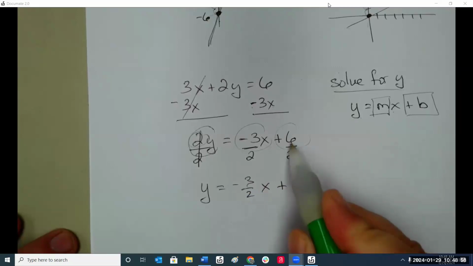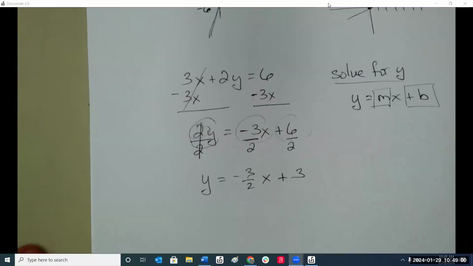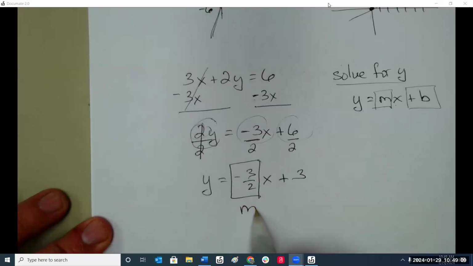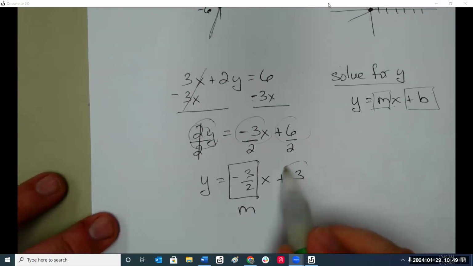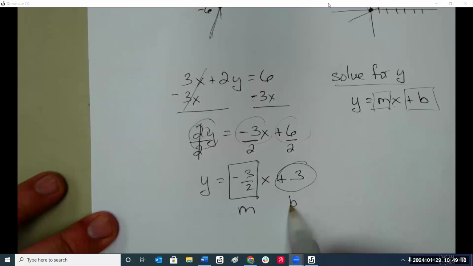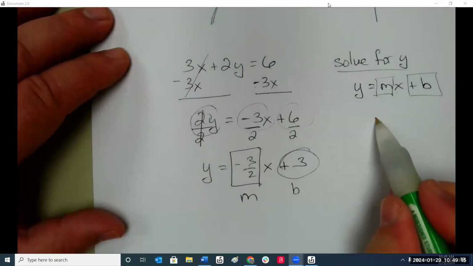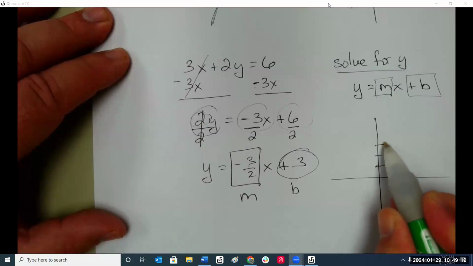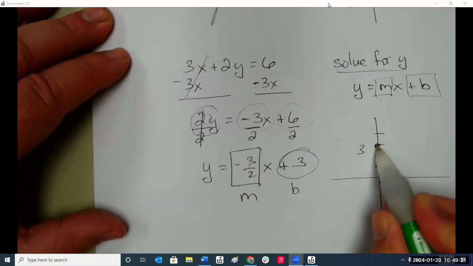The reason we do that is because each part of this equation now has a special meaning. Whatever's in front of the x is my slope. Whatever is by itself is my y-intercept. So my y-intercept is at 3.